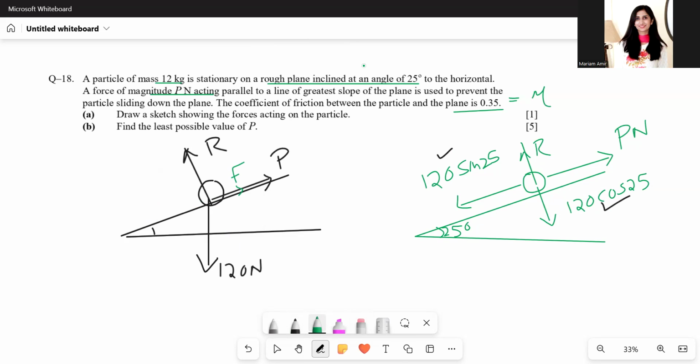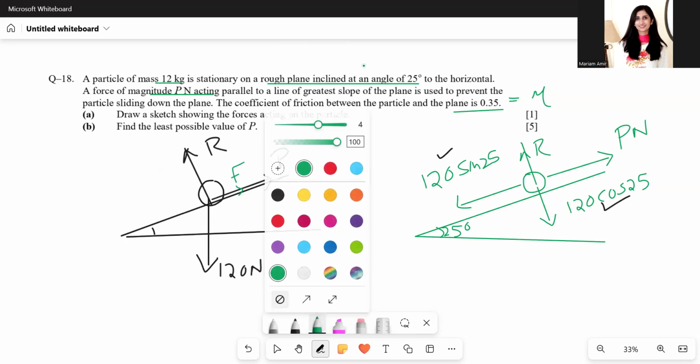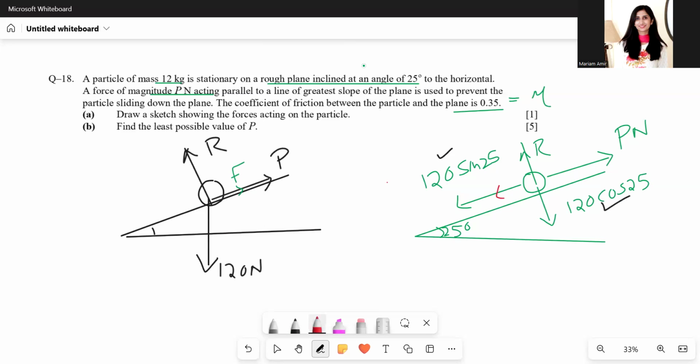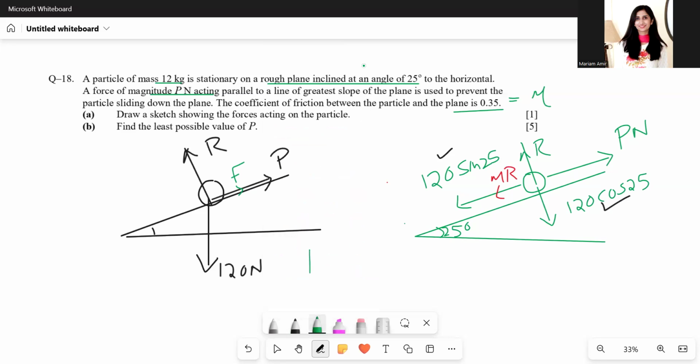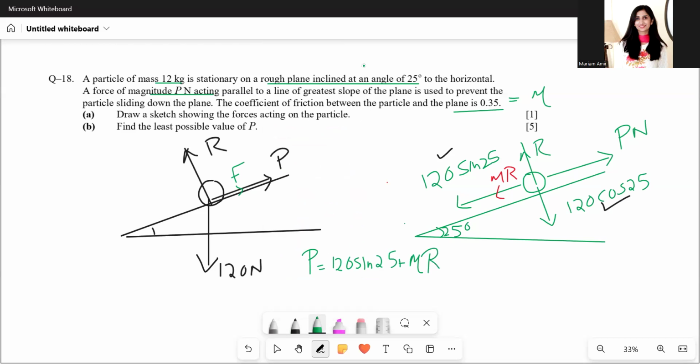Part B says find the least possible value of P. Now it matters whether the friction is going to be upwards or downwards. If we need the least possible value of P, let's say I'm going to assume that the friction is in this direction. Would this give the least possible value of P? Let's see, P will be equal to 120 sin 25 plus mu times R. So something is being added to 120 sin 25.